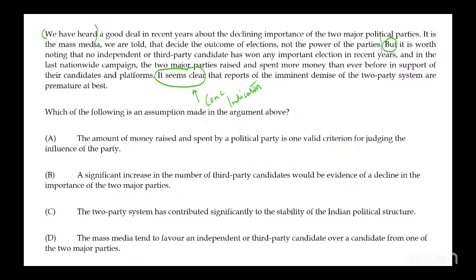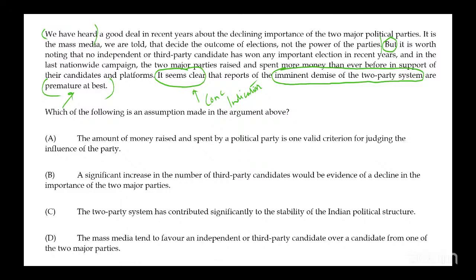It seems clear that reports of the imminent demise, that the two-party system will eventually die down and it will become a multi-party system, are premature at best. So the author is saying it does not seem like the two-party system is gone or is about to get replaced by a multi-party system. It does not seem to be the case. Premature means maybe it will happen in the future, but currently there are no signs. This is the conclusion, right?